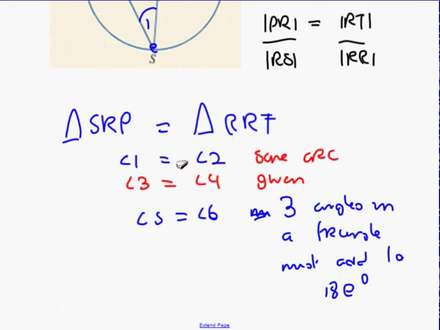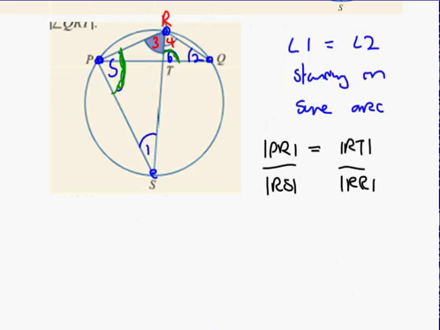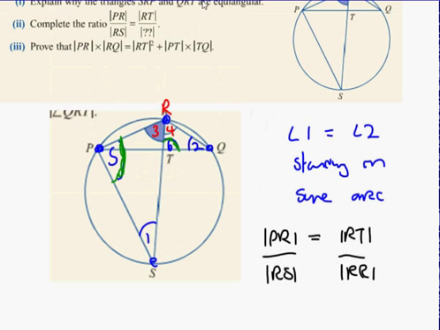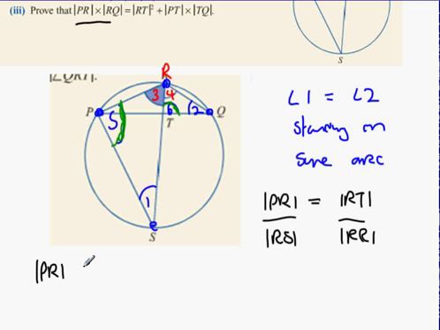Now, this gets a bit more difficult. The next part is really tough. It goes, prove that PR by RQ equals RT squared plus PT multiplied by TQ. So let me show you how your logic will come in here. What I have is PR by RQ equals RT squared plus PT multiplied by TQ.